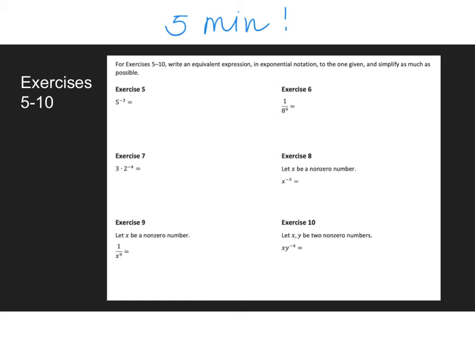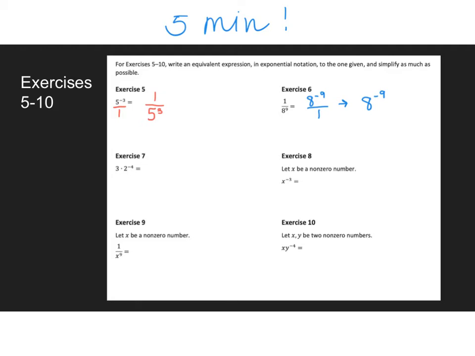All right, for exercise 5, first thing I'm going to do is write this as a fraction so that I can flip it. I want to turn that negative exponent into a positive exponent, so this is the same as 1 over 5 to the third power. For exercise 6, I want to flip this around. I'm basically working backwards. This is the same as, if I were to flip it over upside down, it would be 8 to the negative 9th over 1, which is just the same as 8 to the negative 9th power. Okay, just changing these up.